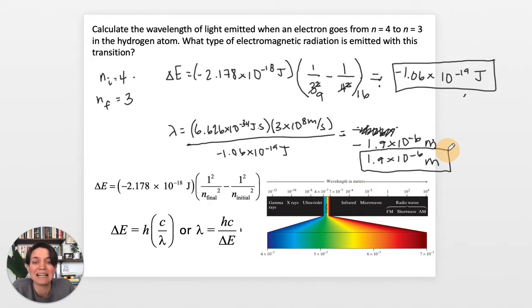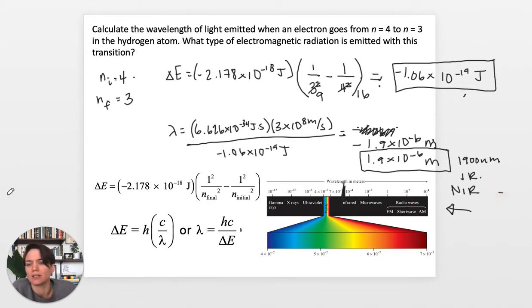Now it asks what type of electromagnetic radiation. You can see it's 10 to the negative 9th, so that would be 1,900 nanometers. So it's outside of the visible spectrum. Looking at our electromagnetic radiation chart, I can see that that would fit in somewhere here. So I would say infrared. Or you could say near infrared, which is abbreviated as NIR. Okay, I would accept infrared. I would accept it if you just left it with the value.